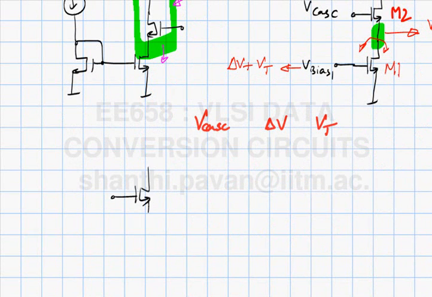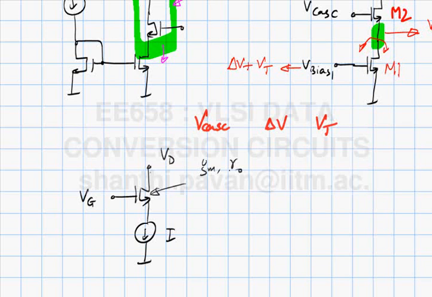Let me quickly go over this. Assume the transistor is in saturation. So this is some VG and this is VD, carrying a current I, and this transistor has a transconductance gm and an output resistance ro. Rather than working it out, I'm trying to give you some intuition about why this impedance gets multiplied. So if I yank this up by delta V, what happens to this voltage? It goes up by delta V.